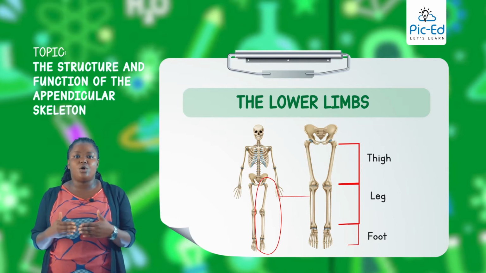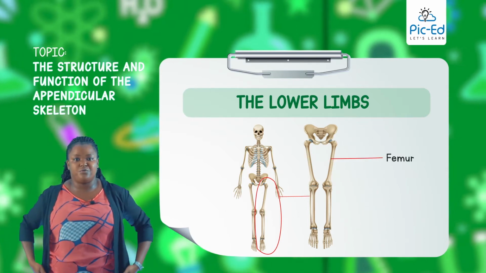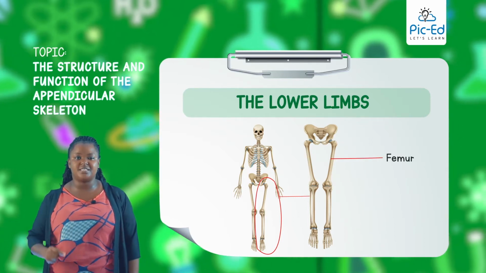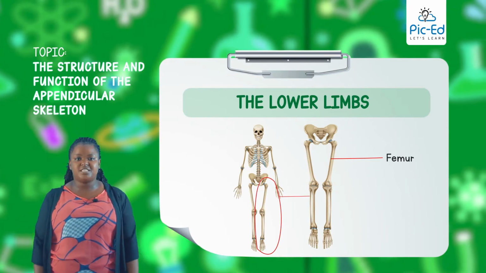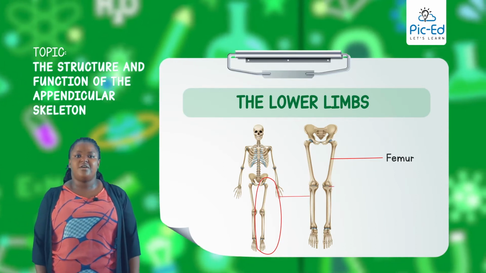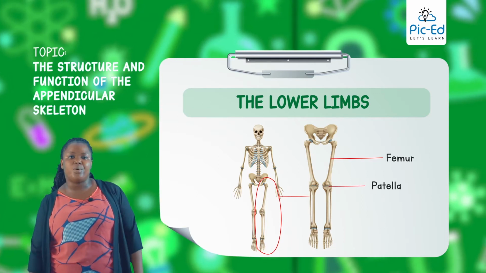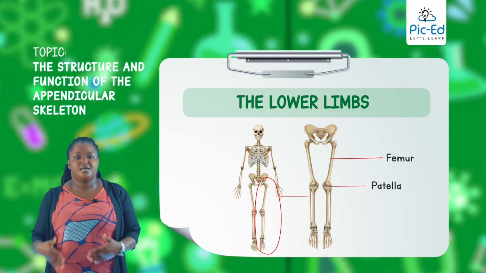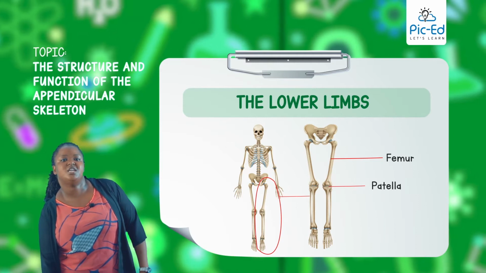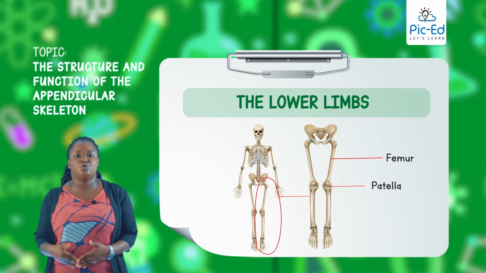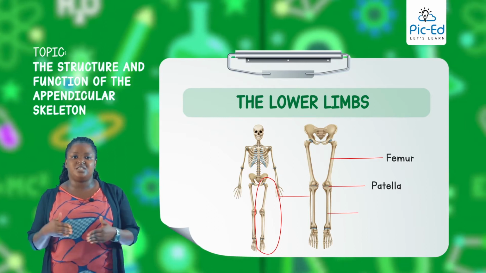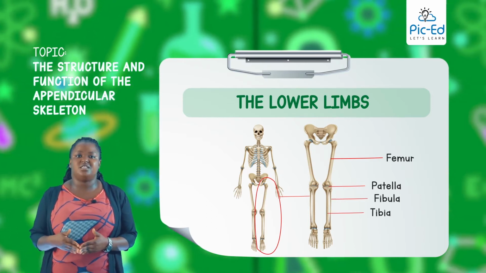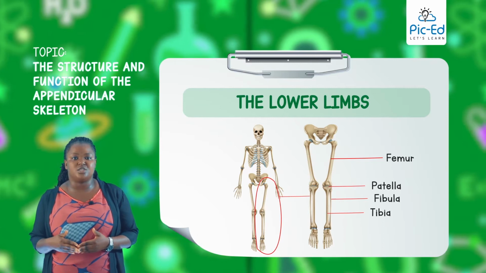The bones in the lower limb are, we have the femur, which is the longest and the largest bone in all mammals. It is located in our thigh region. Then the patella, which is a bone that joins the femur in the knee region. Then we have two bones in the lower leg region, and these are the tibia and the fibula, the tibia being the larger and the longest bone.